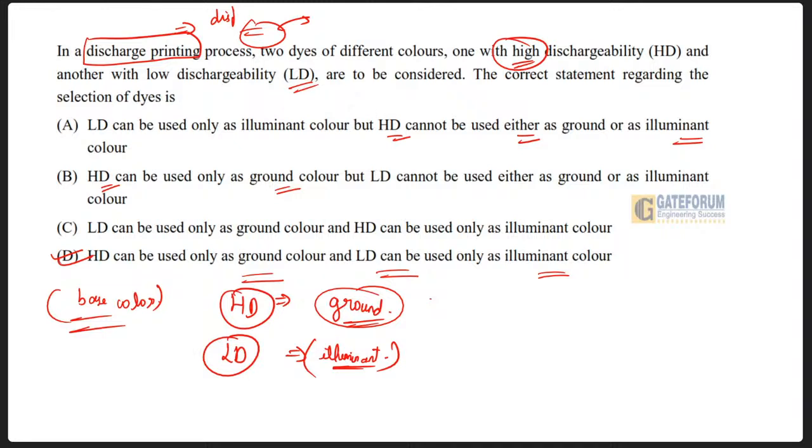So I think you got this concept कि HD can be highly discharged and it is effective during the printing process, resulting in the creation of more vibrant colors on the fabric. And in case of LD, it is used as illuminant color because it is less affected by the discharge printing process, maintaining its stability and color intensity, and it provides the contrast and the depth in the final printed design on the fabric as well. So I think ये चीज आपको थोड़ी सी समझ में है। इसके लिए आपको थोड़ा सा कंसेप्ट का प्रॉपर अंडरस्टैंडिंग होना चाहिए। So I would suggest कि you must have got this answer. So option D is the correct answer.